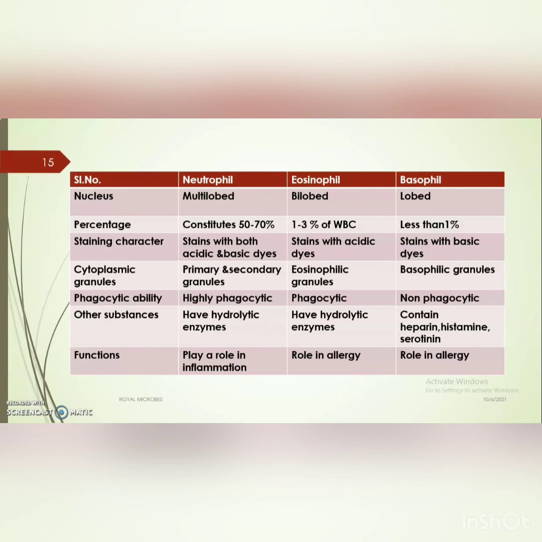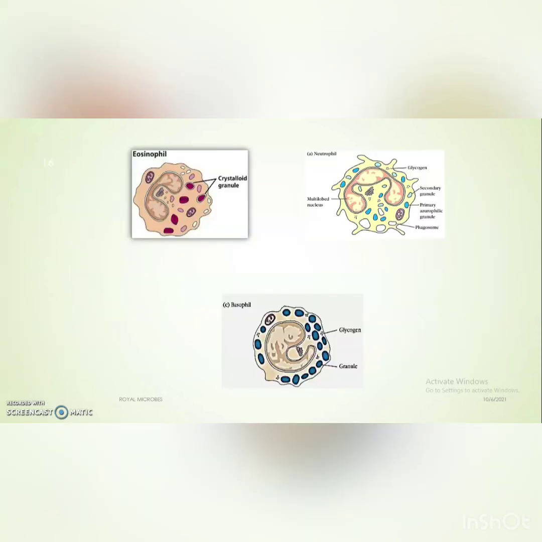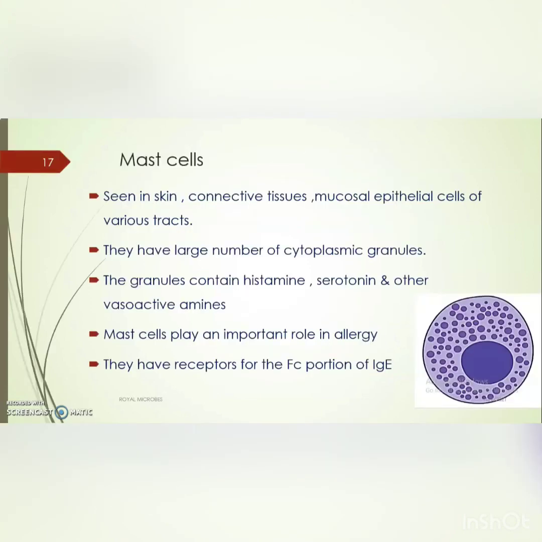As for the functions, neutrophils play an important role in inflammation and are capable of phagocytosis. Eosinophils play an important role in allergy. Basophils perform the same function as eosinophils. Then these are the pictures of eosinophils, neutrophils and basophil.